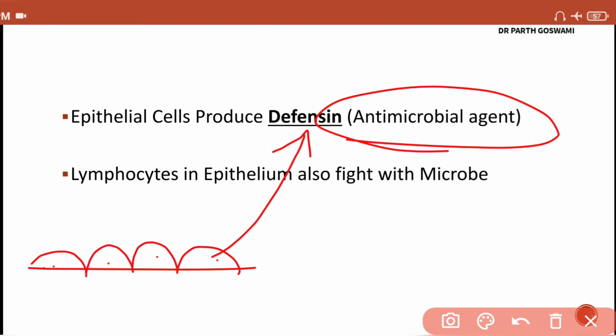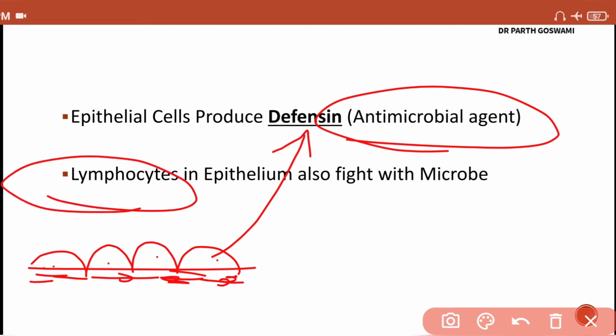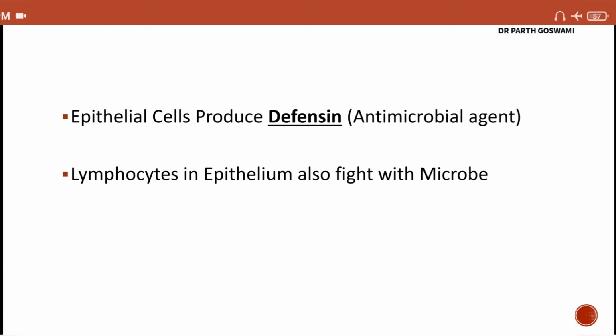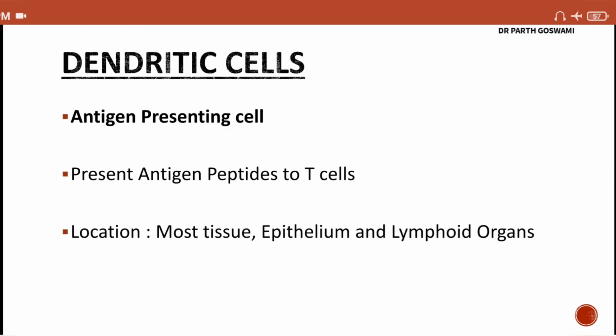Okay, alright. Now below the epithelium you have the lamina propria, in which you have abundant lymphocytic cells. In the lamina propria and in the epithelium you have lymphocytes that help fight microorganisms. So the epithelial barrier acts in these two ways.